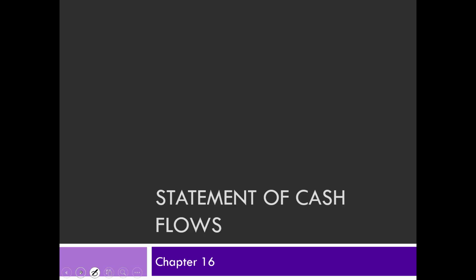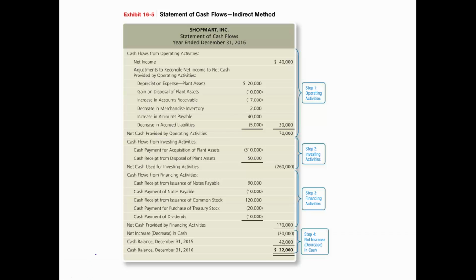So this is what a statement of cash flows looks like. This is the whole thing. So I'm going to kind of start big picture, and then we'll talk about each of the sections, and then put it all together at the end. But we use the statement of cash flow for several different things.